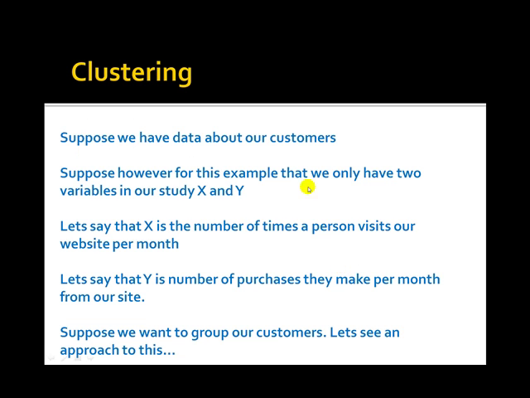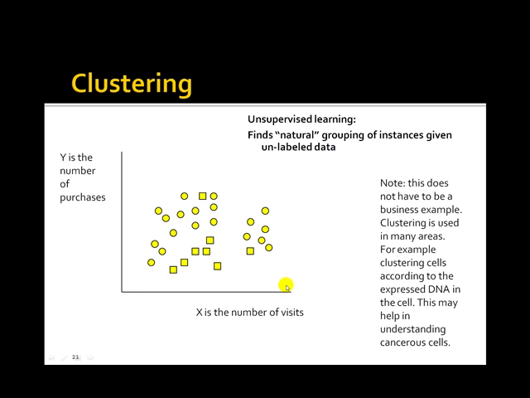Suppose we have data about our customers. Suppose, however, for this example that we have only two variables in our study, x and y. Let's say that x is the number of times a person visits our website per month, and let's say that y is the number of purchases that they make per month from our site. And suppose we want to group our customers. Let's look at an approach to this.